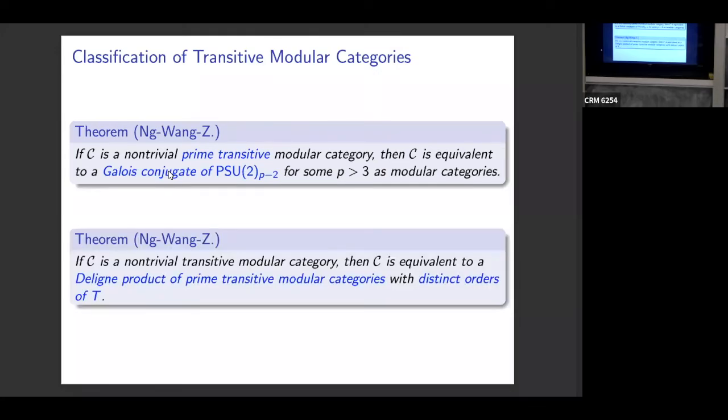So combining this with a decomposition for transitive modular tensor categories, we have the classification for all transitive modular tensor categories. Basically, if C is a non-trivial transitive modular category, then C is equivalent to a Deligne product of prime ones. And recall that we need to be careful when we put them together. We need to make sure that their field extension is trivial. So that requirement actually reduces to they need to have distinct orders of T matrices.